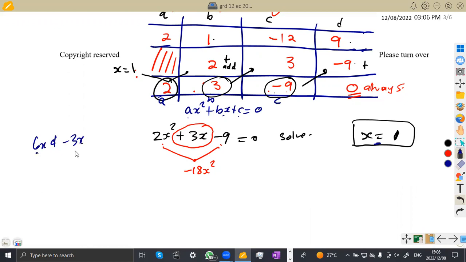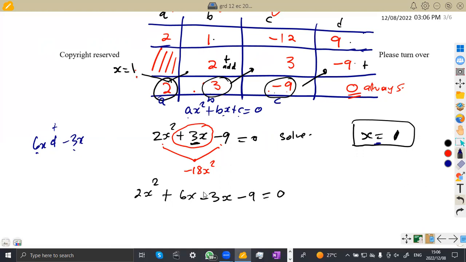If we multiply 6 and 3, that's negative 18. If we add, that's a positive 3. So these are the two factors that you're going to use and replace them into the middle term of 3x. So our equation can now be written as 2x squared plus 6x minus 3x. You are substituting those two terms into the middle term. Then you've got negative 9 is equal to 0.